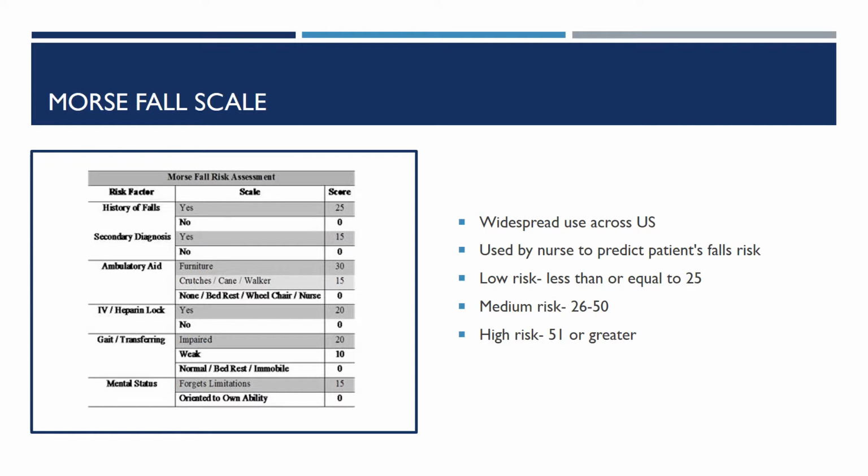A score of 25 or less indicates low risk, 26 to 50 indicates medium risk, and 51 or greater indicates a high risk for falling. The highest score possible is 125.